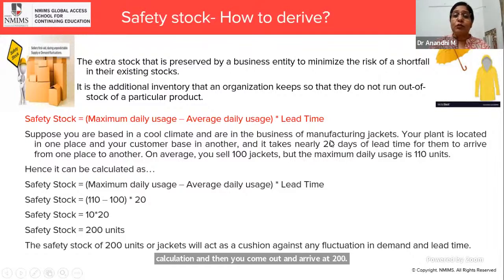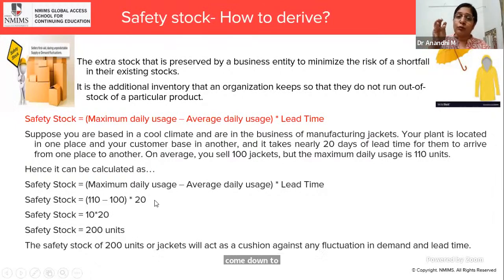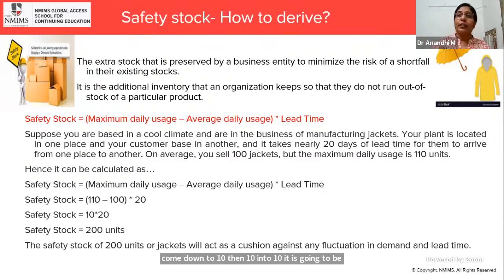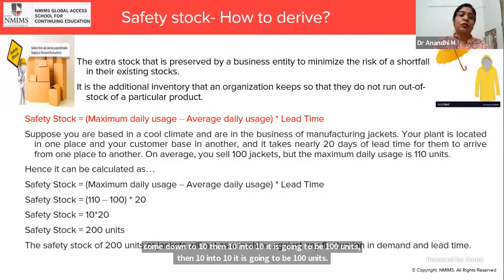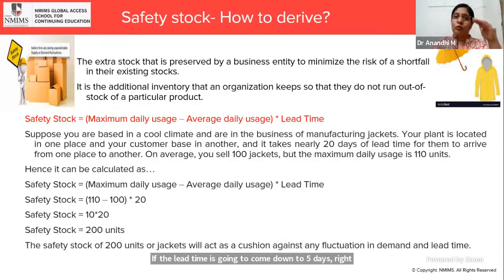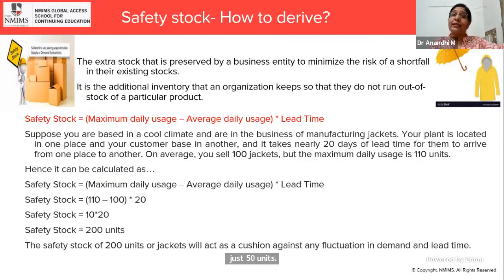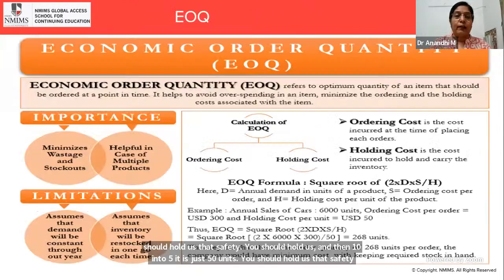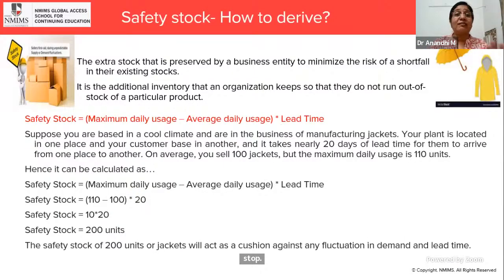If the lead time is going to come down to 10, then 10 into 10, it is going to be 100 units. If the lead time is going to come down to 5 days, right, then 10 into 5, it is just 50 units you should hold as safety stock. So as the lead time minimizes, you also can minimize the safety stock to a greater extent. But on the contrary, if the demand increases, again your safety stock will increase, right? That was about the safety stock.